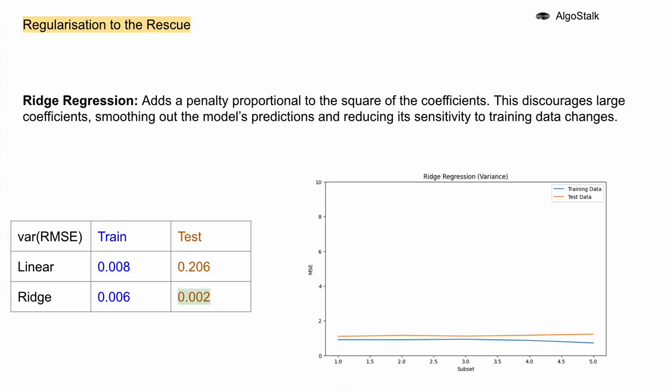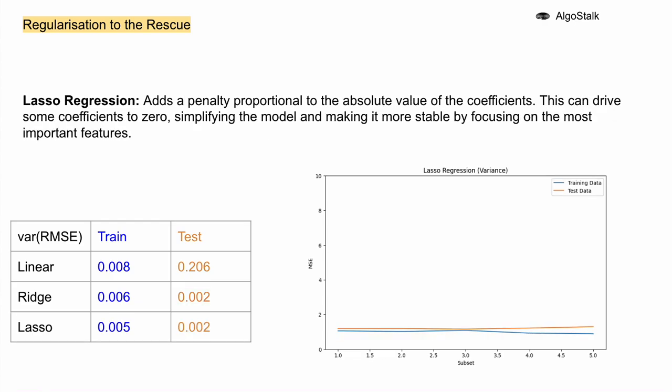Ridge regression adds a penalty proportional to the square of the coefficients. This discourages large coefficients, smoothing out the model's predictions and reducing its sensitivity to training data changes. Lasso regression adds a penalty proportional to the absolute value of the coefficients. This can drive some coefficients to zero, simplifying the model and making it more stable by focusing on the most important features.